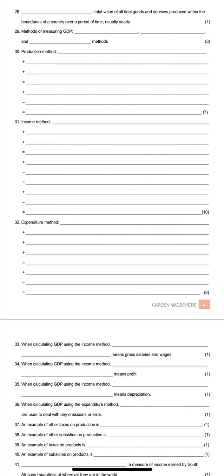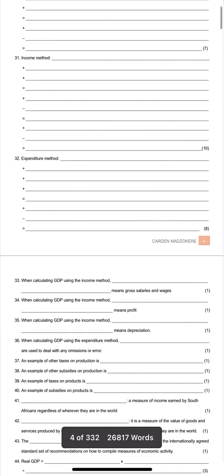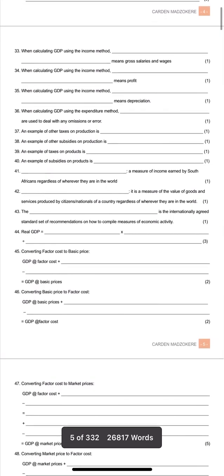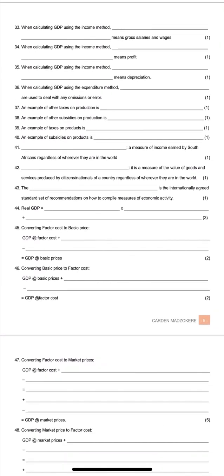The definition, the methods of calculating, and you should also be able to tell us the entire production method, like what do you start with and what do you add it to, and then the income method, and then the expenditure method. This is helpful. You'll see shortly when I give you an overview of the questions in the exam. All right, so then we go with our methods and what each item means. Then we come here from number 36. It's still the GDP, the methods.